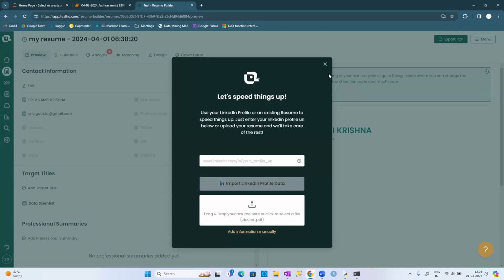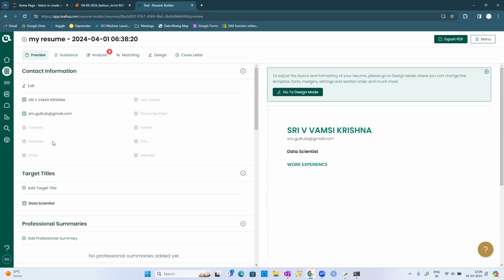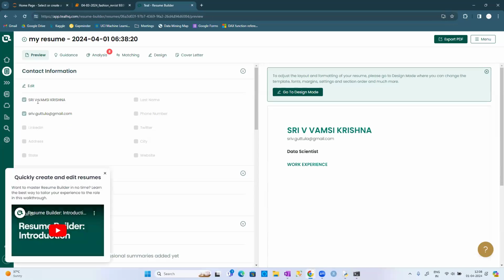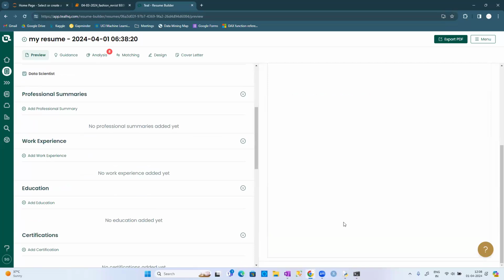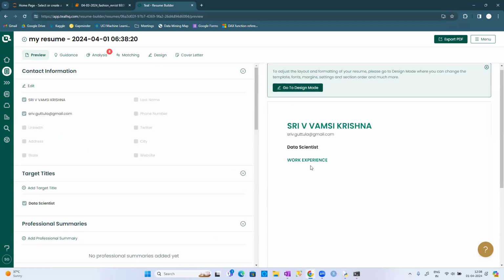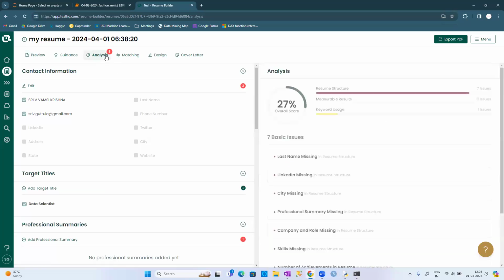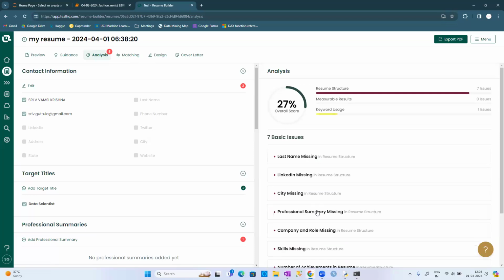Okay. See, I have done nothing, guys. It identified my name based on my Google data. I didn't give any name. The remaining is going to be done too. I didn't do anything, but it is doing the summarization, all the education, everything automatically by itself. You need not do anything, guys. The last name is missing, LinkedIn is missing, city. Just add some resume here now.